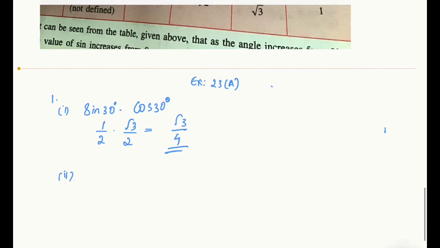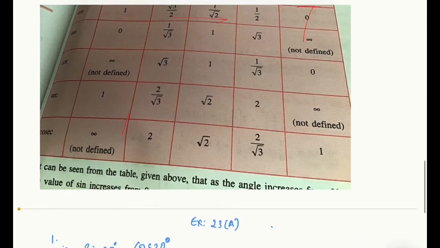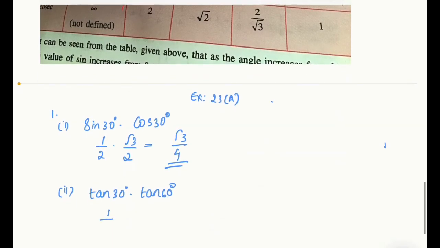Now coming to the second sub question. Tan 30 into tan 60. Have a look at the tan values. Tan 30 is 1 by root 3. Tan 60 is root 3. So substitute here. 1 by root 3 into root 3. So root 3 and root 3 are getting cancelled. So what's the answer? 1.